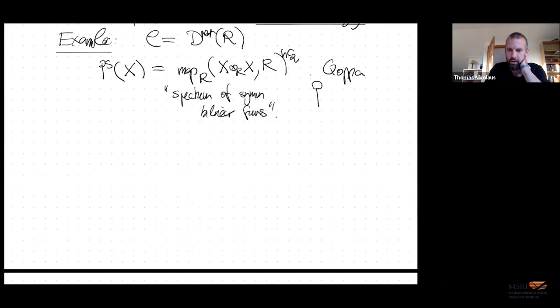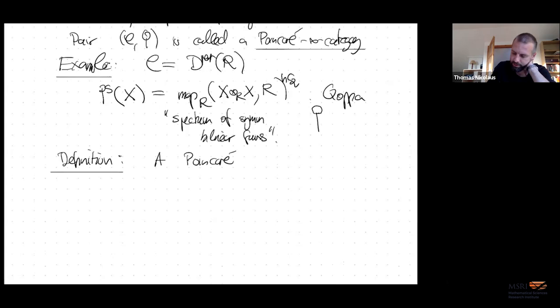Okay, so that's the example. And now the point is that once you have that abstract setup where you know what a form is, you can totally talk about unimodular forms. And that's the following definition. In this business, they are called Poincaré objects. Definition: a Poincaré object of dimension n in a Poincaré infinity category.